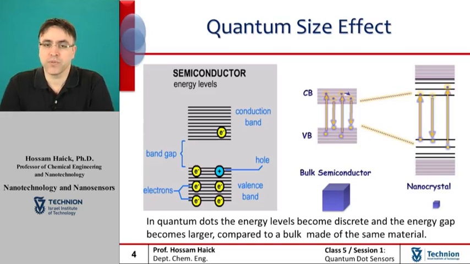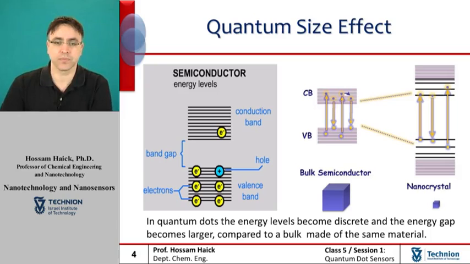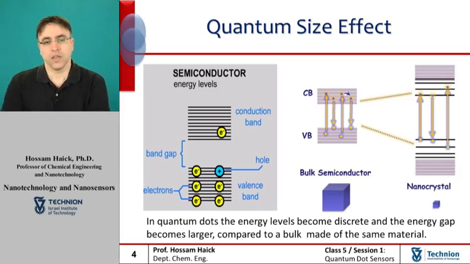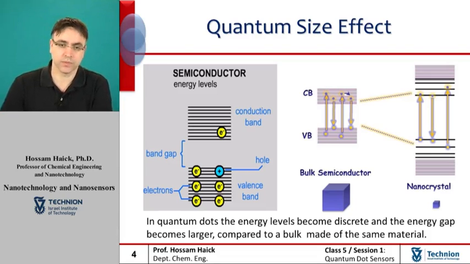By absorbing some sort of stimulus, such as light or heat, an electron can rise to the conduction band from the valence band. This action leaves behind a hole in the valence band, and the hole and the electron together are called an exciton. The average distance between the electron and the hole in an exciton is called the exciton Bohr radius. When the size of the semiconductor falls below the Bohr radius, the semiconductor is called a quantum dot.